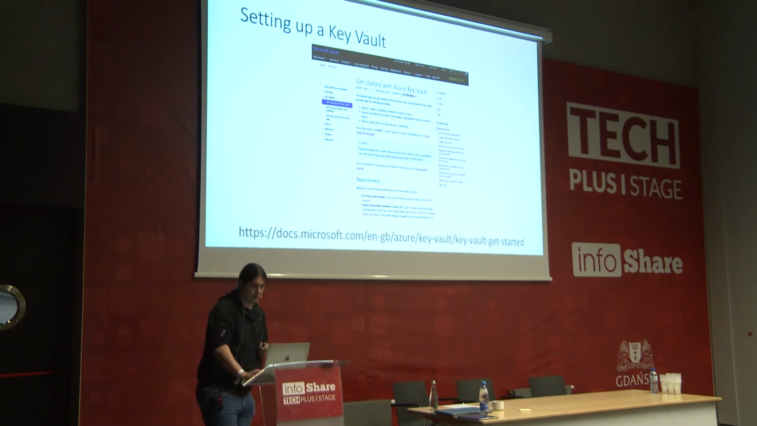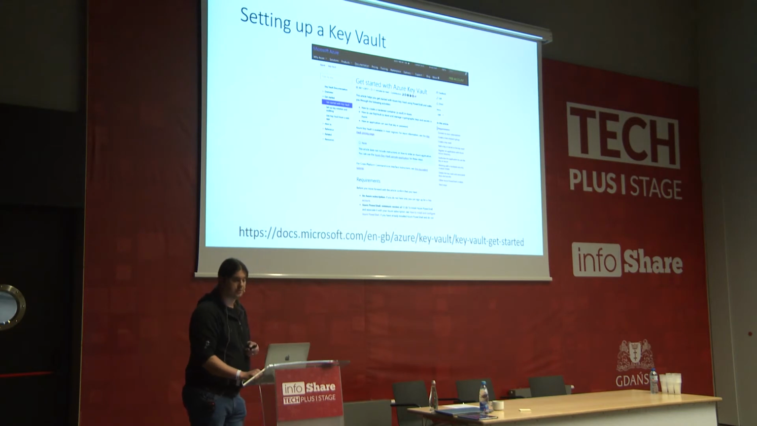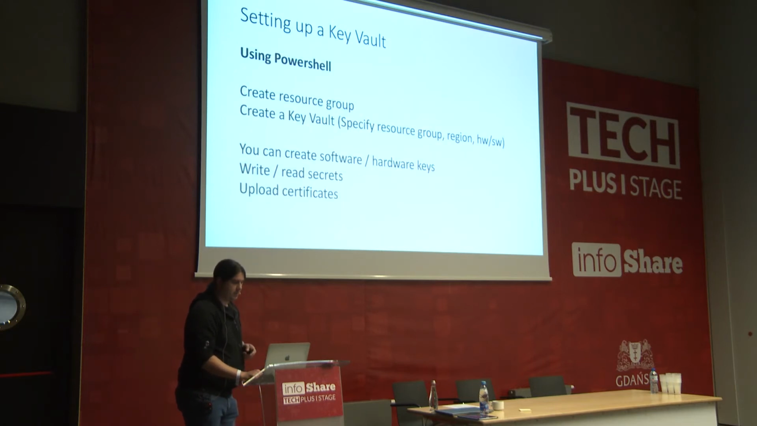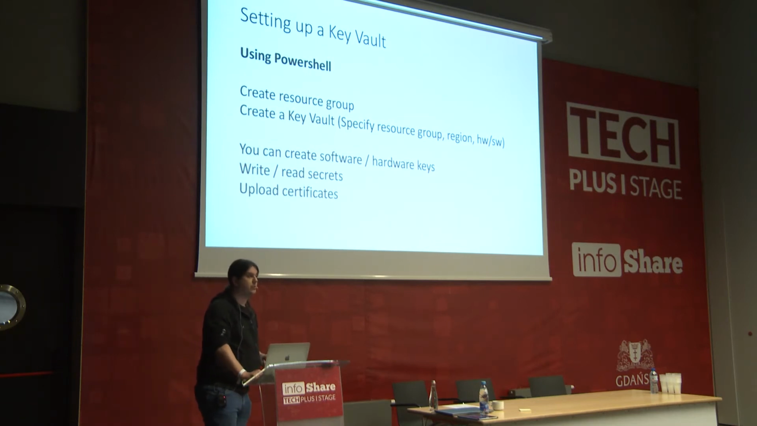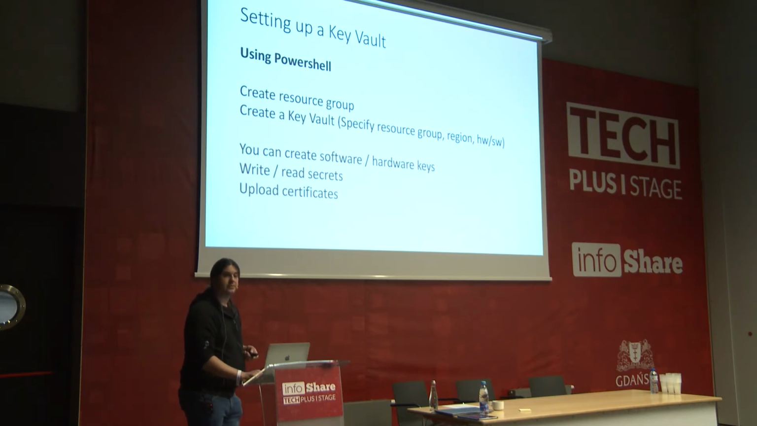Now, setting up Key Vault is quite straightforward. Unfortunately, we don't have time to go through the install process because we've only got a short amount of time today. But the documentation from Microsoft is actually very good and walks you through the process. So there's a link to it there. Or if you just Google for Key Vault setup instructions, it'll take you through it. But effectively, the easiest way to do it is with PowerShell. So you create or reuse a resource group. You create your key, specifying the region and whether you want a hardware or software version of it. And then at that point, you can create and delete and modify your keys and upload certificates.